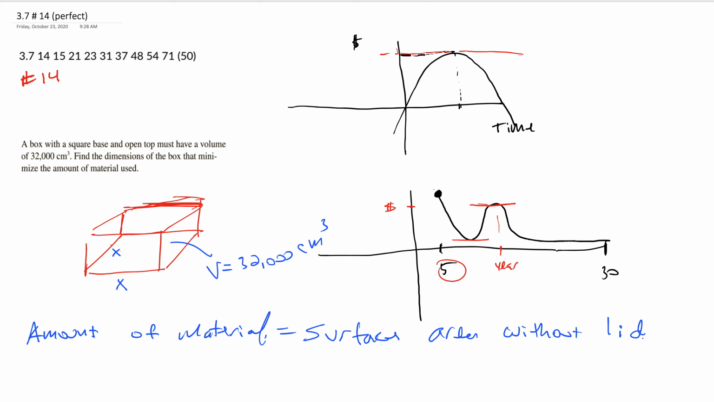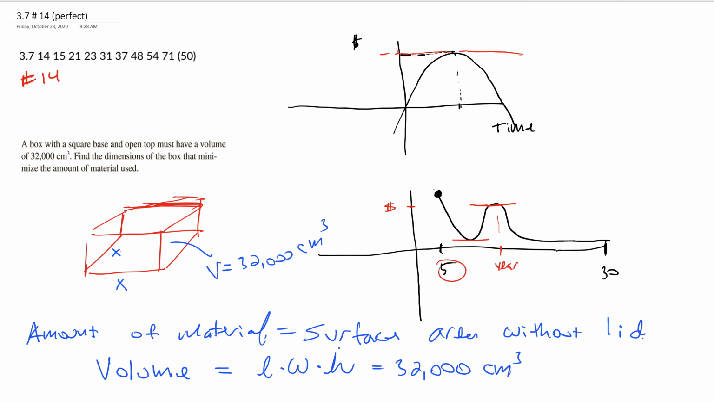Okay. So, but then they say here, then they give us the volume of this thing, right? So we know that the volume equals length times width times height, which is equal to 32,000 centimeters cubed.